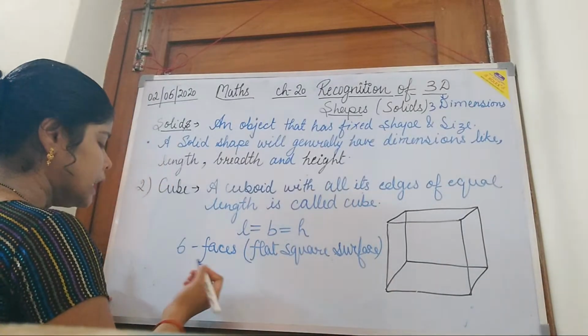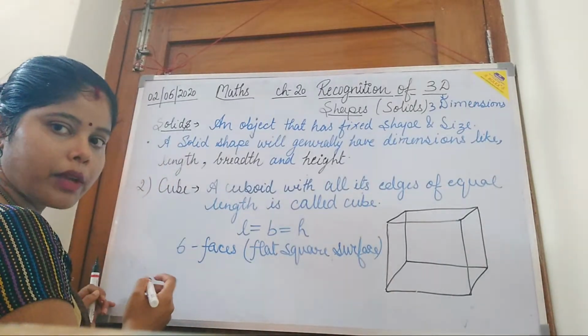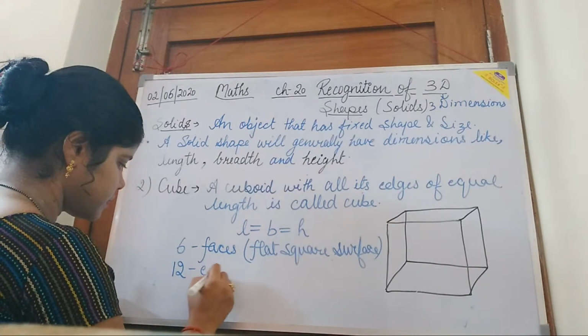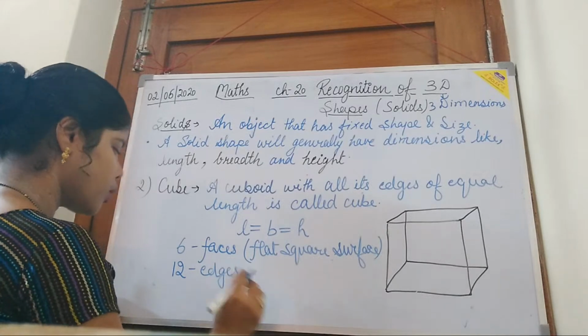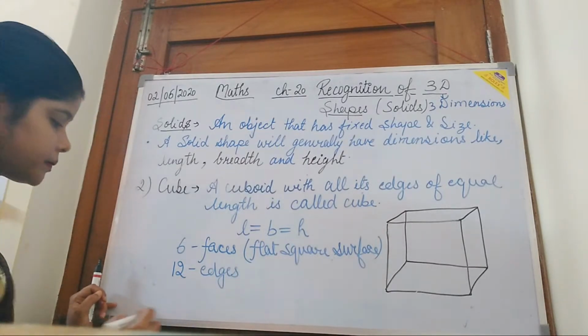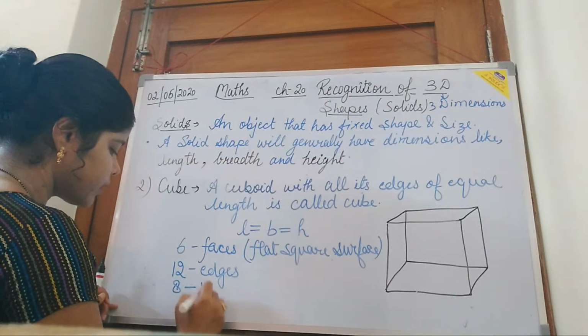And how many edges? Same. How many edges? 12. Same as a cuboid. 12 edges and how many vertices? 8 vertices.